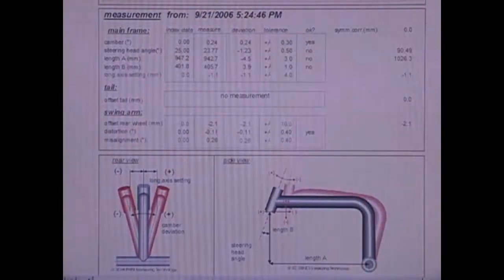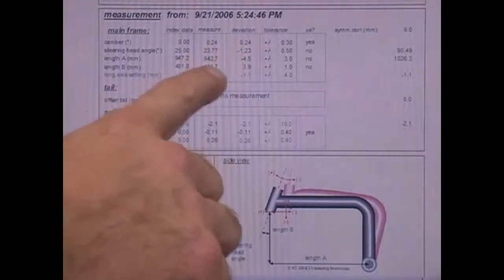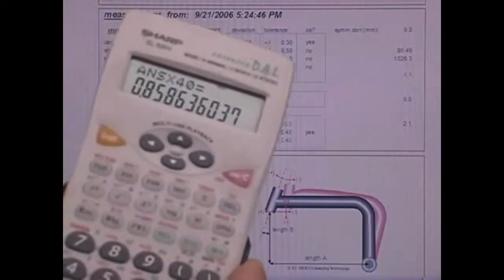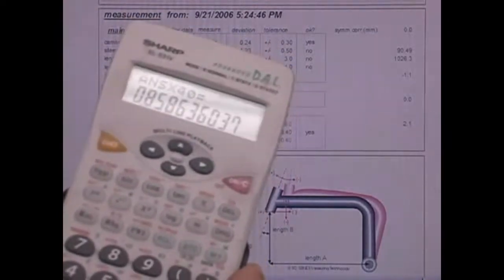So it would be sine times the number that the Max gave you, and then you would multiply that by the distance from the top of the steering head to the contact patch, and that would give you the total amount in thousandths of an inch. Okay.